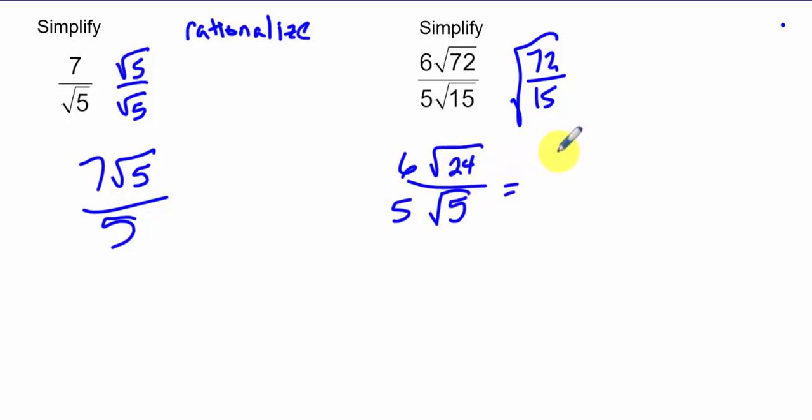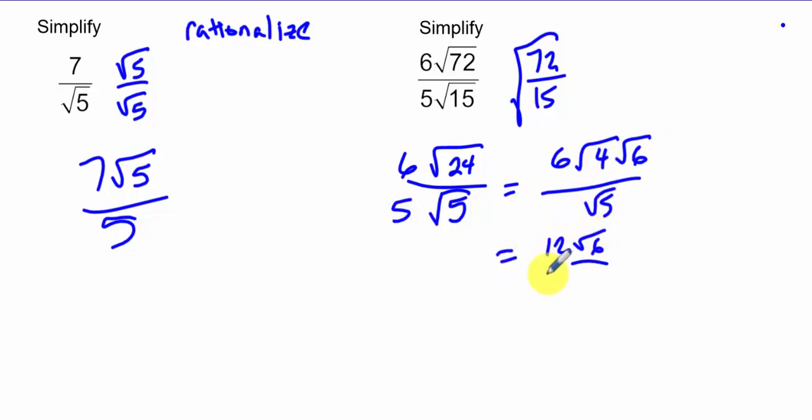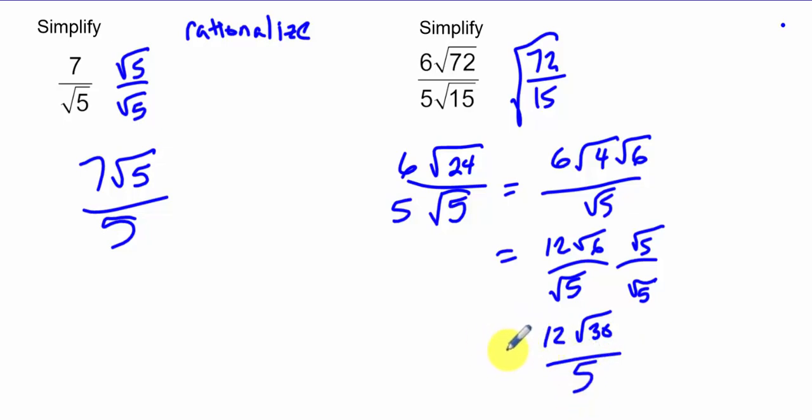So I have a 6. Now granted, this is 2 and 12, but neither one of those is a perfect square. So I'm going to use 4 again, and 6, all over root 5. This leaves me with 12 root 6 over root 5. And I can rationalize again in this case by root 5 over root 5 and get 12 root 30 over 5 and be done. There's multiple ways to do that problem though, so whatever you feel like doing, go ahead and do it.